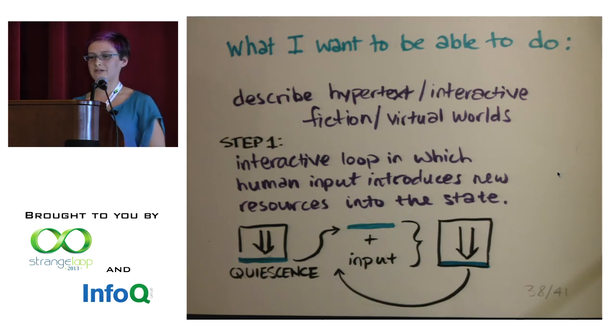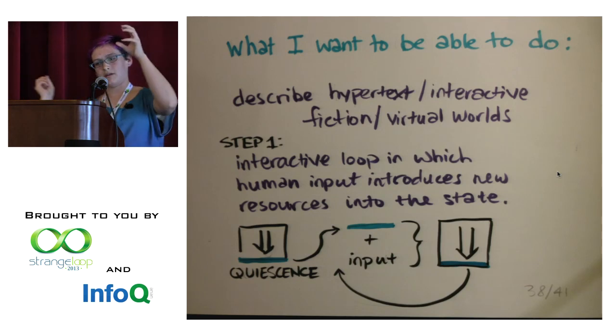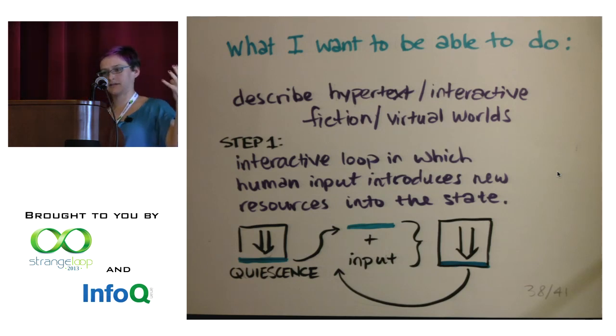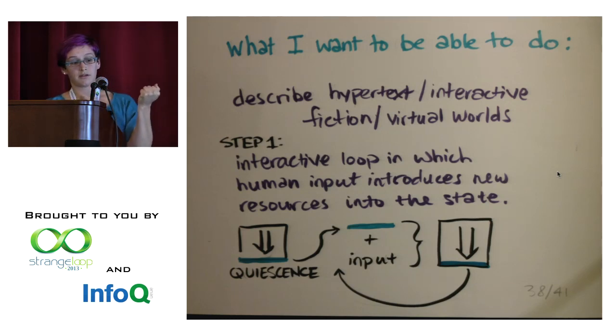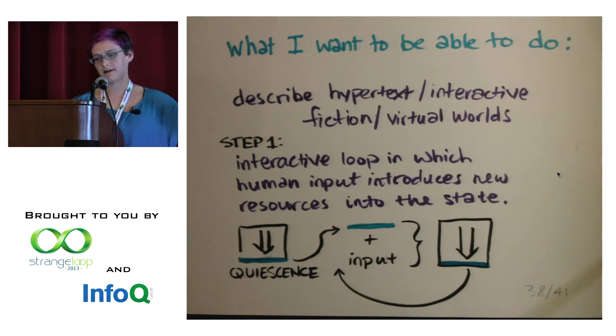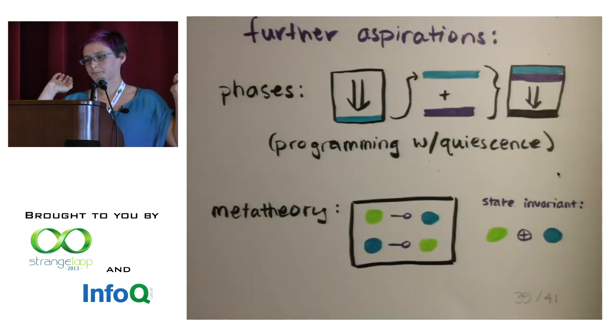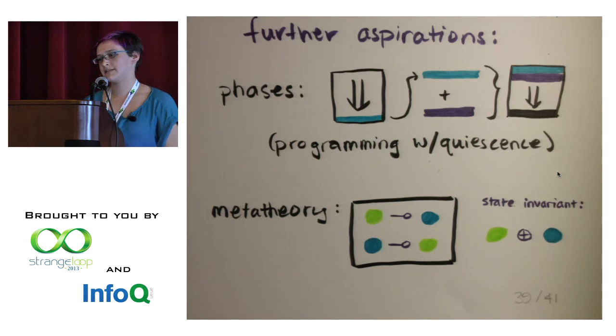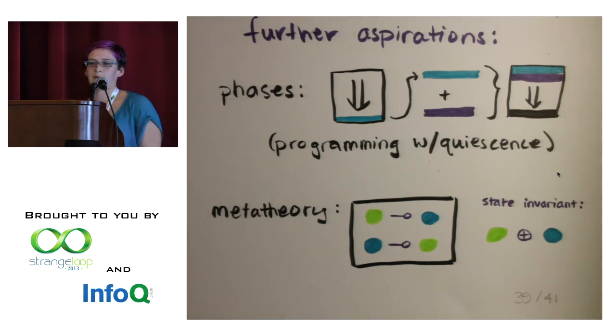So the first step of this would be when you run a program to quiescence, okay, so grab the state of the world, throw in some key press or some other user input, and now there's some more rules that can fire in the system. So now run it again to quiescence and do this in an interactive loop. Further aspirations for this would be to be able to do that programmatically.